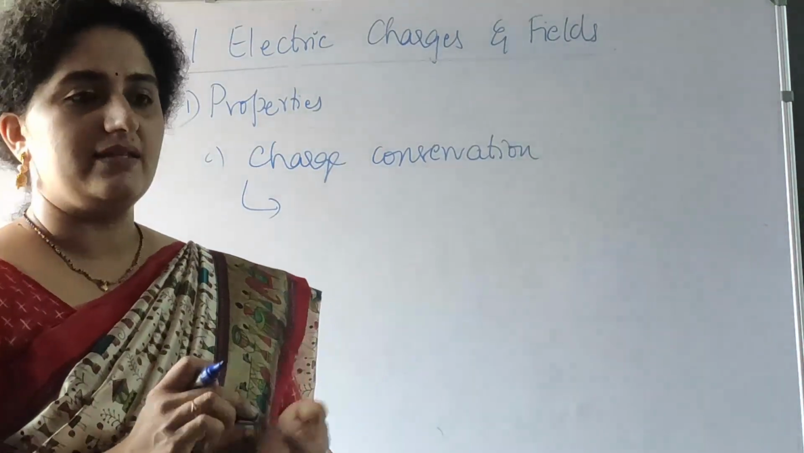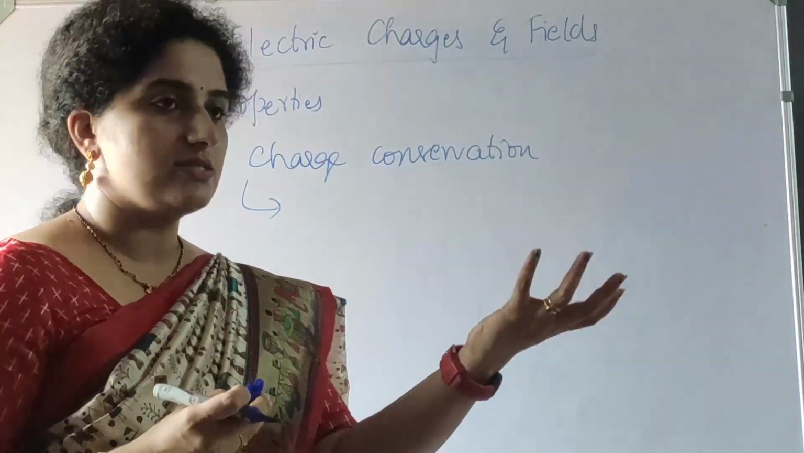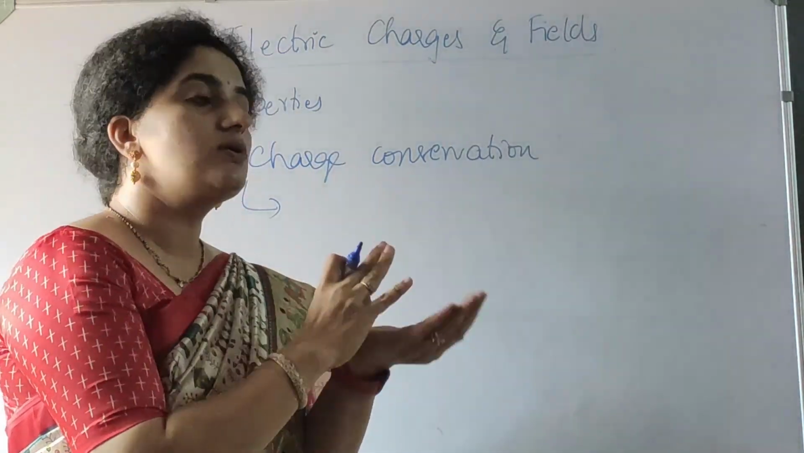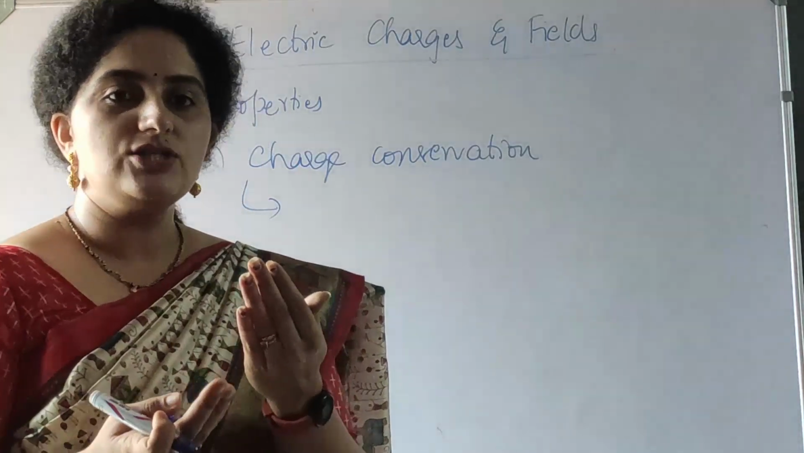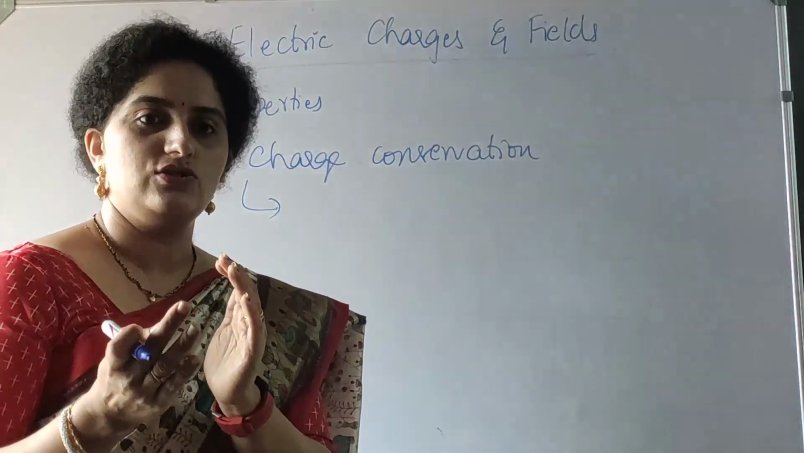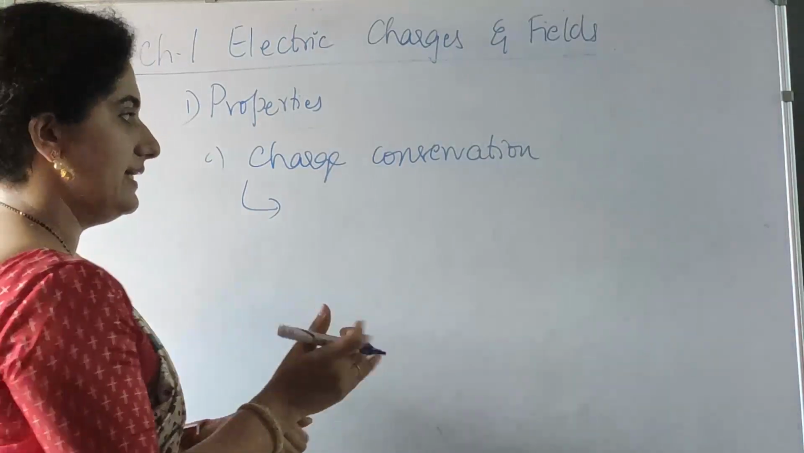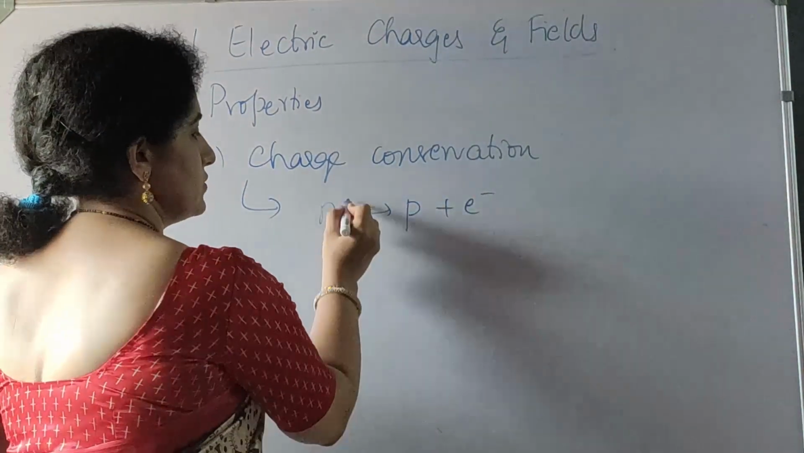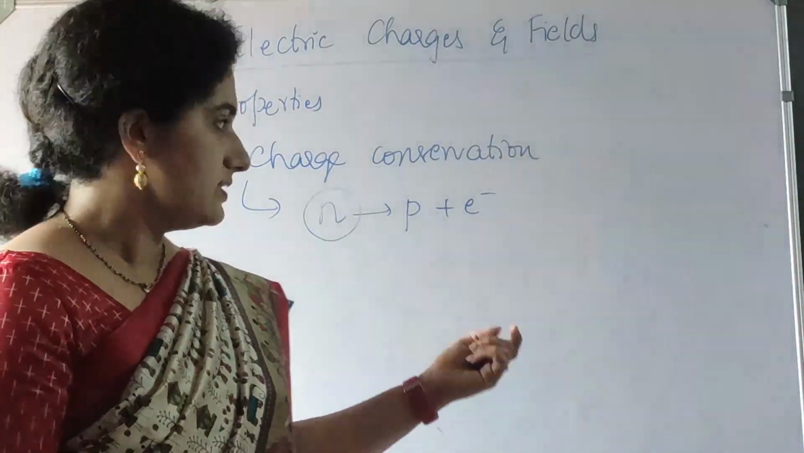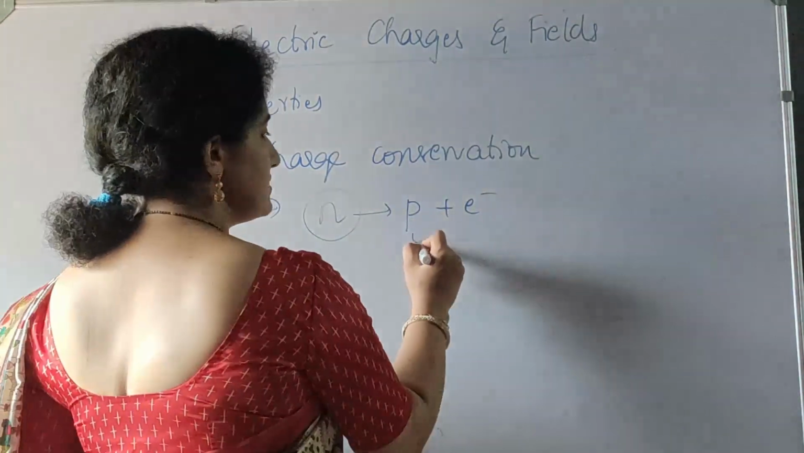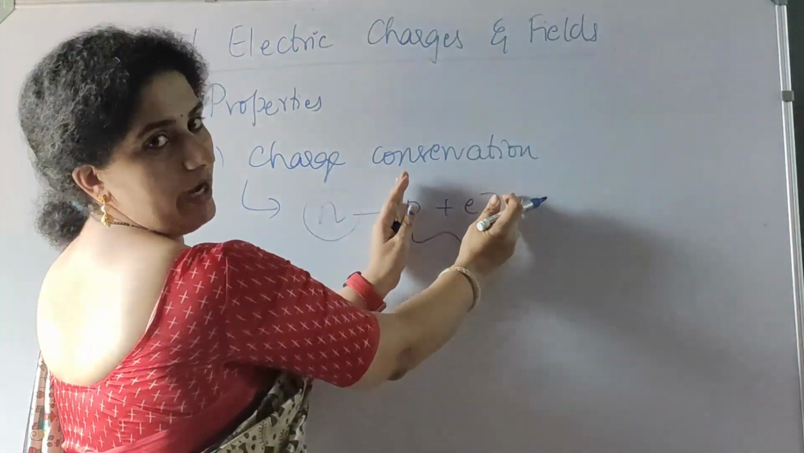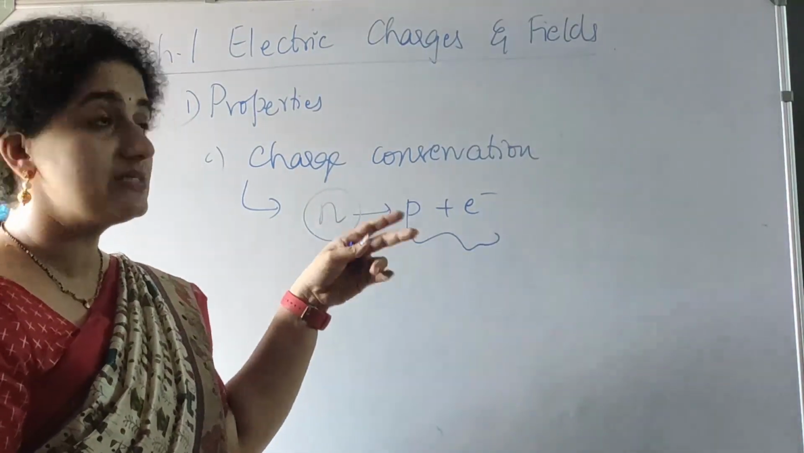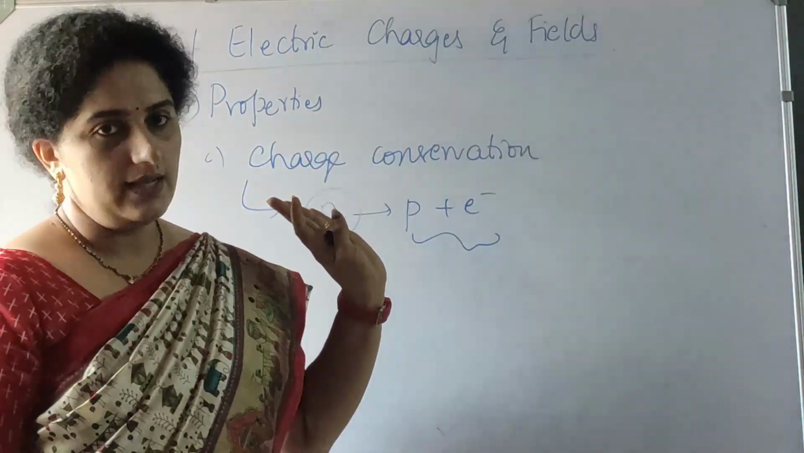But in nature also you have this. If you have a neutron, it disintegrates into a proton and an electron. Before disintegration, the total charge is 0. After disintegration, the total charge is also 0, because you have a proton and an electron. So the neutron is neutral, and the proton and electron together are also 0. So the total charge is 0 after disintegration and 0 before disintegration. So that is what charge conservation is.